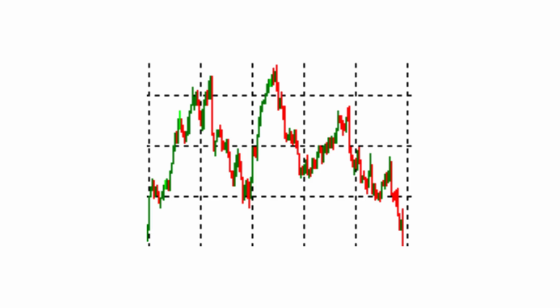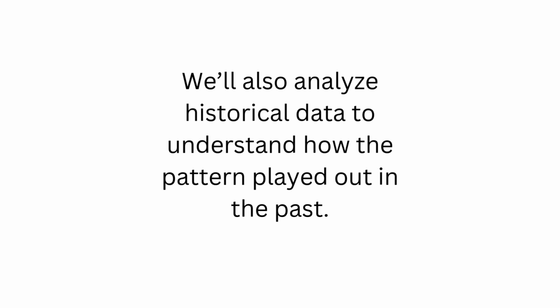Real chart examples. Let's take a look at some real chart examples to see how the head and shoulders pattern forms in live markets. We'll also analyze historical data to understand how the pattern played out in the past.